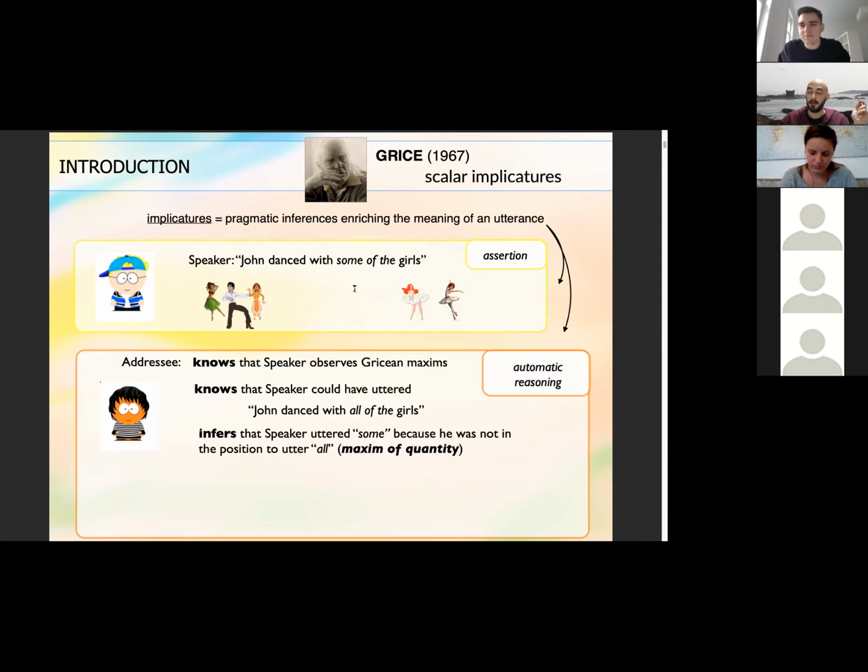Yes. But the entailment, if you remember, is that relation that allows you to be sure that the other sentence is going to be true if the first sentence is true, right? By considering this, if we know that John danced with all of the girls, we also know that there are at least some of the girls that John danced with, right? So the second answer was right. A sentence with "all" entails a sentence with "some."